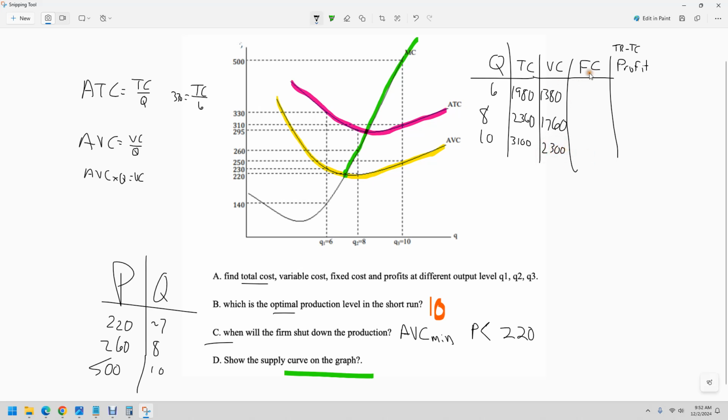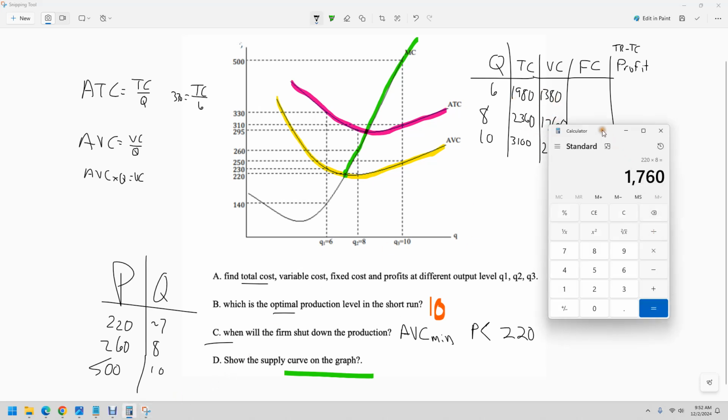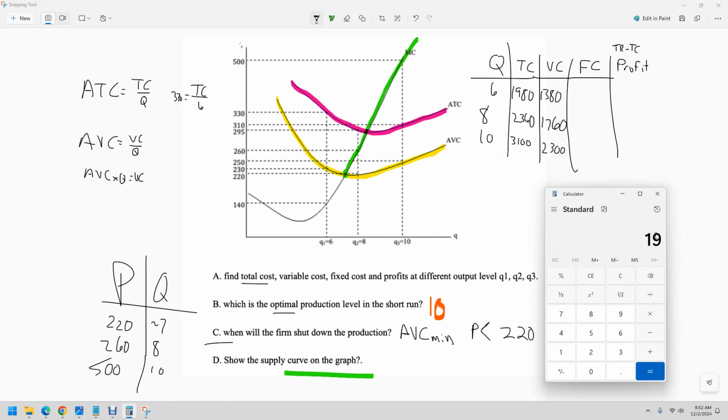Okay, now our fixed cost, since total cost is variable cost plus fixed cost, is the difference between these two. And it's always going to be the same, just to make sure I get it right. 1980 minus 1380 is 600. The difference there is 600. The difference there is not 600. Uh-oh. That can't be right.